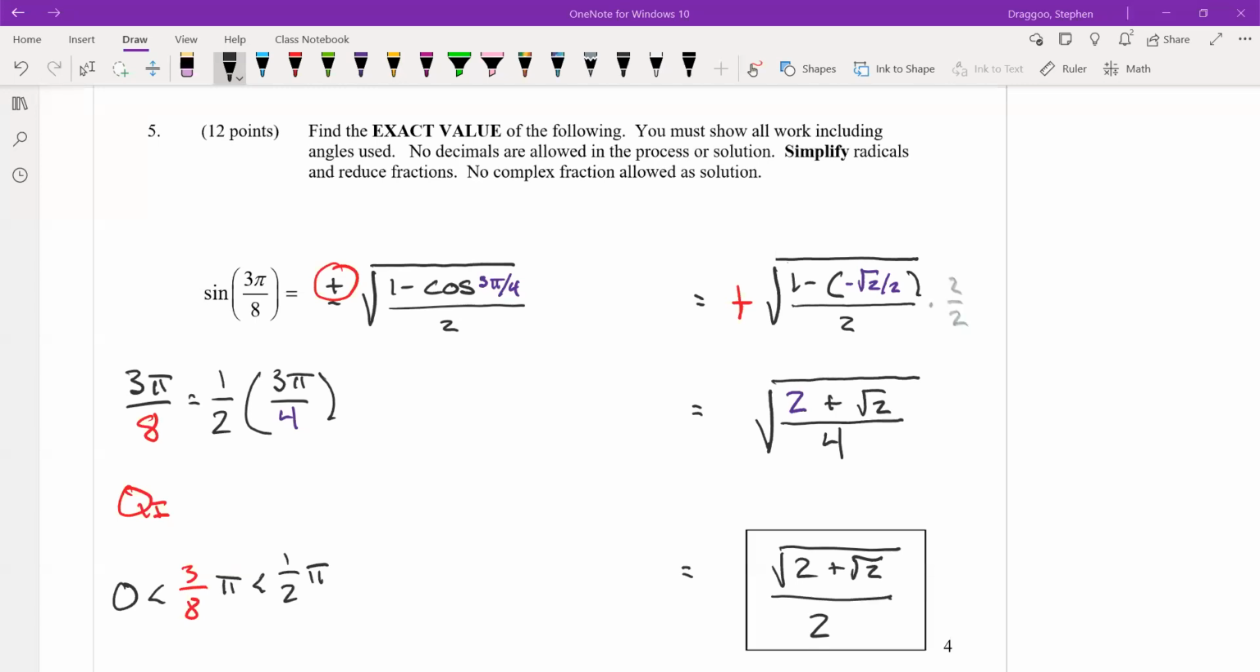How do I know which quadrant? 3/8 is more than 0, but less than 1/2. So I knew that was quadrant 1.